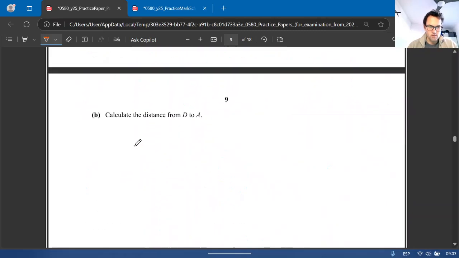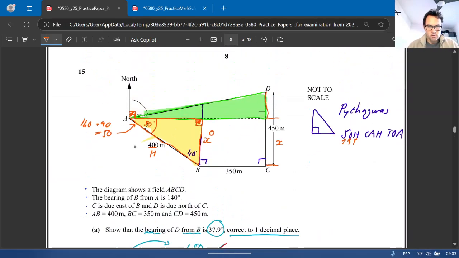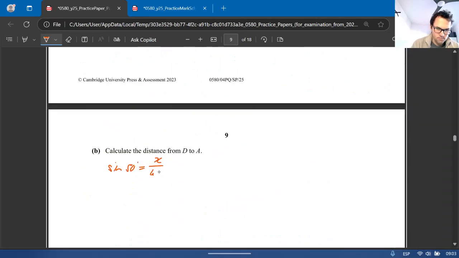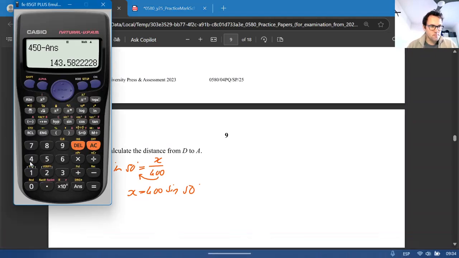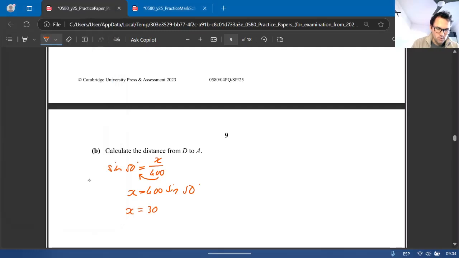So let's write that down. Let's start down here. Sin of the angle, the opposite is the x, and then we've got the hypotenuse, which is 400. So if we want to know what x is, we just simply need to multiply the 400 with the sin 50. Let's do that. 400 times sin 50. You don't have to put the times in. We get x as 306.417. Do not round this. We only round at the end.